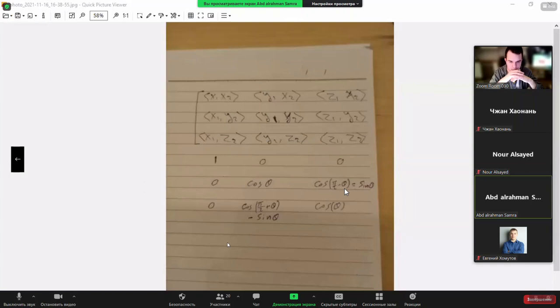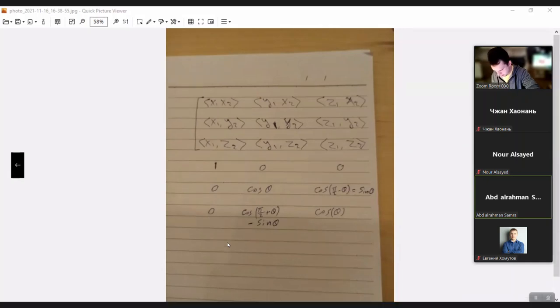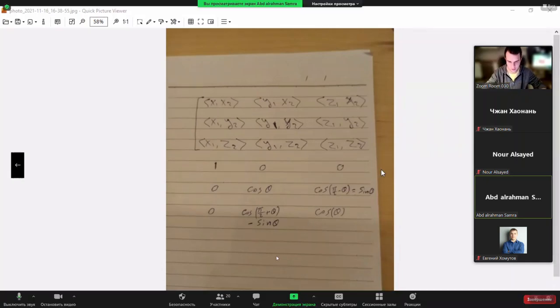This one is for rotation about X. X does not change, so it will be 1 because the angle between x1 and x2 is 0. x1 and y2 are perpendicular, and also x1 and z2. Yeah, it looks correct. Yes. Okay, so your name is Abdurrahman. All right. Thank you. I wrote your name.